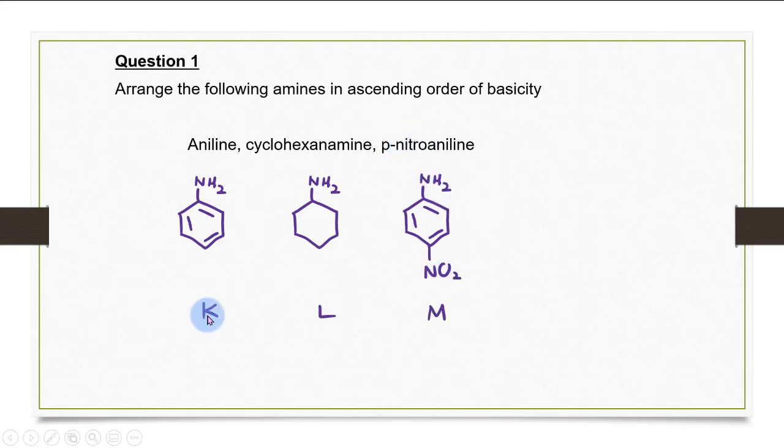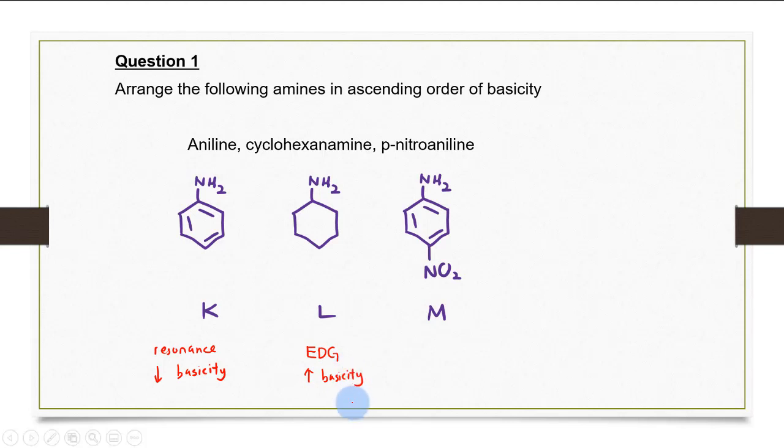Again, the same thing: we label them K, L, M, and then we interpret one by one. For this aniline, we have the resonance effect present. The resonance effect reduces the electron density and then reduces the basicity. Let's take note: this one will reduce the basicity, or become less basic. And for the structure of L, cyclohexanamine, this one has an electron donating group, an alkyl group. The presence of an EDG will increase the basicity, making this amine more basic.